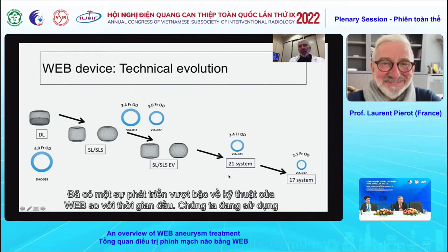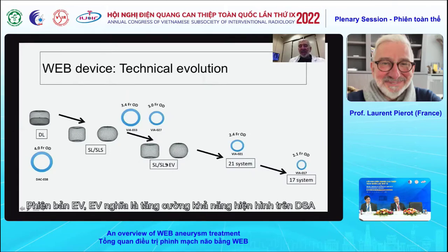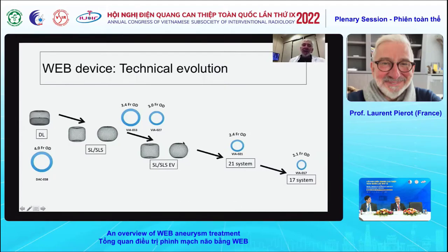There was a tremendous technical evolution of the web from the beginning. We are now using the single layer web EV version. EV is enhanced visualization. It means that the device is made of DFT, which is nitinol with the platinum inside, and which makes the device fully visible. In parallel, there was a development of the VIA microcatheter, which is dedicated to web placement. We have three sizes, 17, 27, and 33, according to the size of the web we want to place in the aneurysm sac.